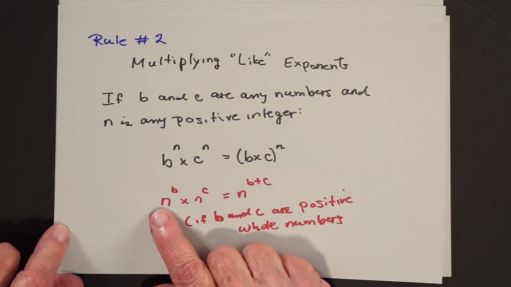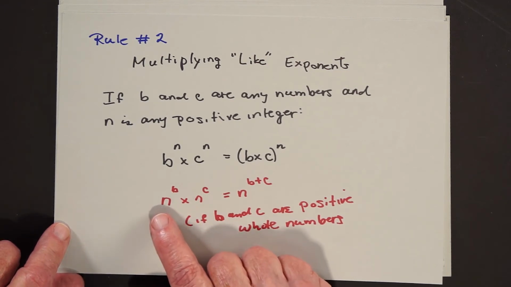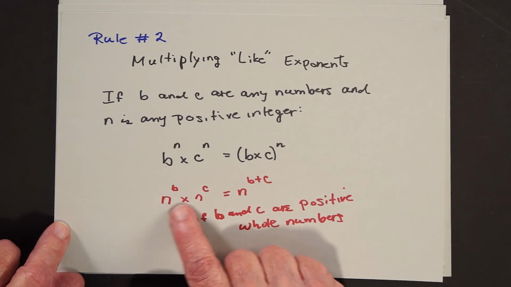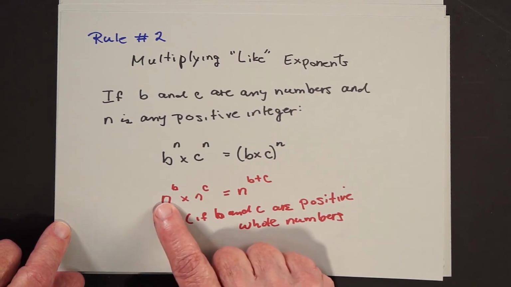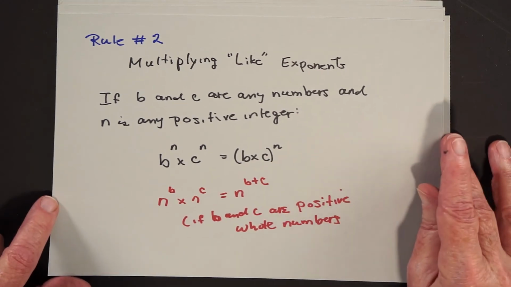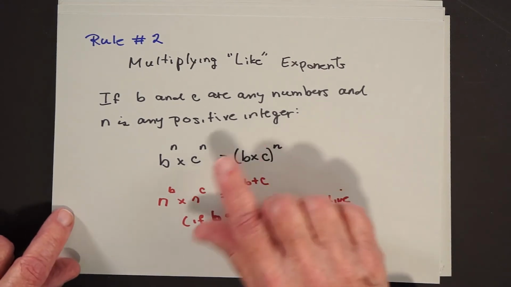Notice, by the way, how different this was when we had the base being the same and the exponents being different. In this case, what did we do? We kept the base the same and we added the exponents. Can you begin to see how complicated this is if you were relying on memory, how easy it would be to confuse all these things?